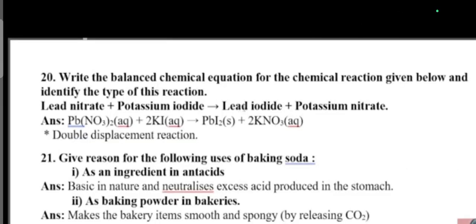Question number 20. Write the balanced chemical equation for the chemical reaction given below and identify the type of this reaction. So write the answer. Next, give reasons for the following uses of baking soda as an ingredient in antacid and baking powder in bakeries.